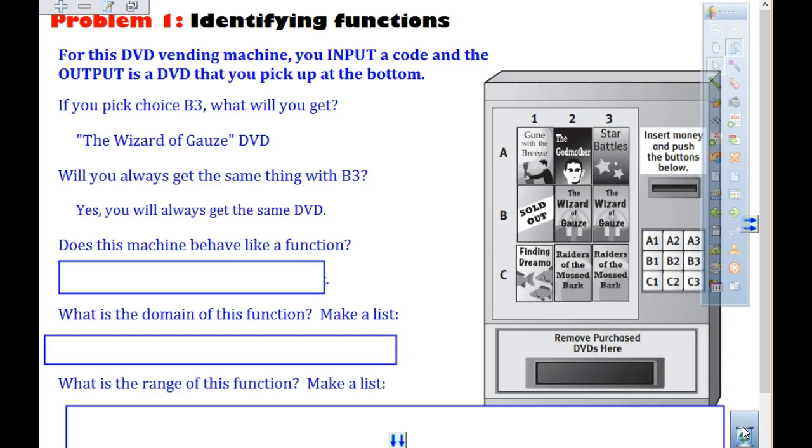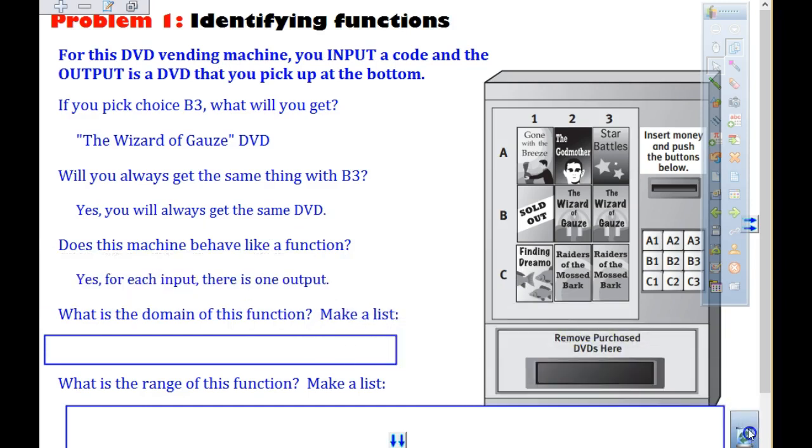Does this machine behave as a function? Each time you put in that input, do you know what you're getting? Yes. So this would definitely be a function. Each input has an output. And here's the key thing as we go through this unit. You will always be asked, why? What's your reason? Explain. Key thing: each input has one output. That's the easiest answer to put down throughout this unit.